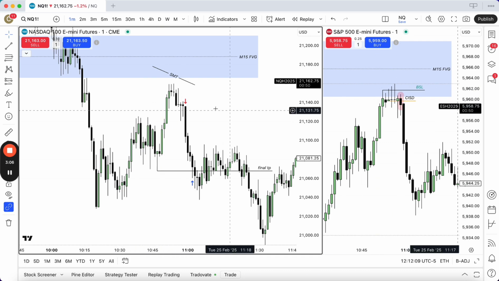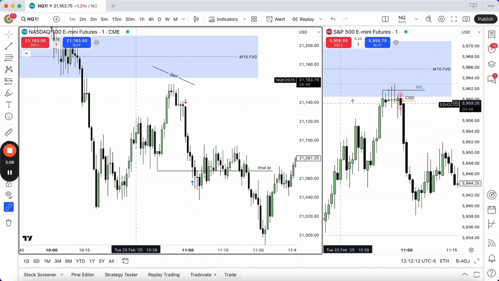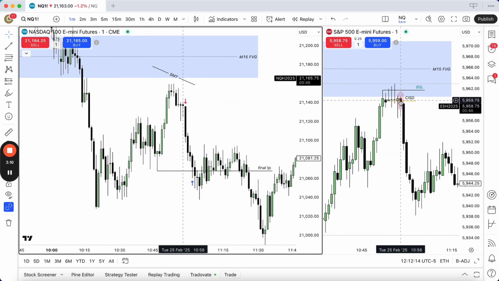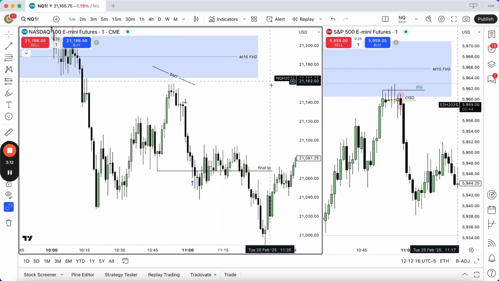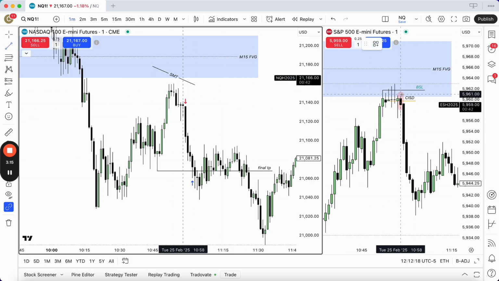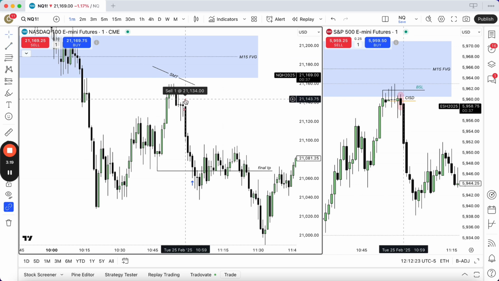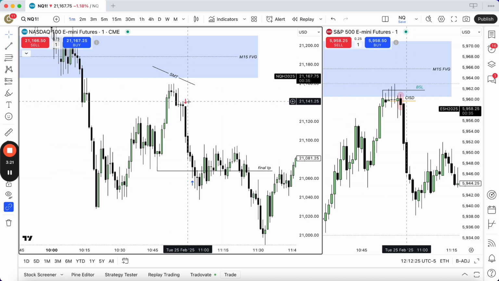Okay, we had this change in state, and my entry simply took place when we had this change in state. You see my entry is on that same candle, okay? This was the change in state. So this was my entry. My entry was right at 21,134. Okay, this was a continuation.